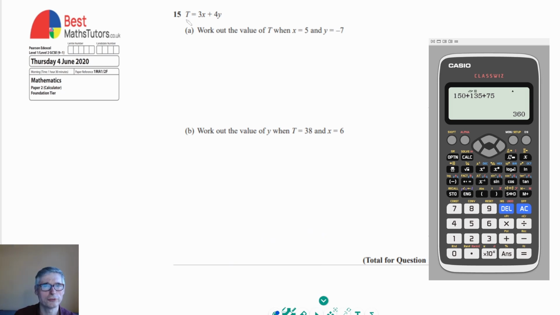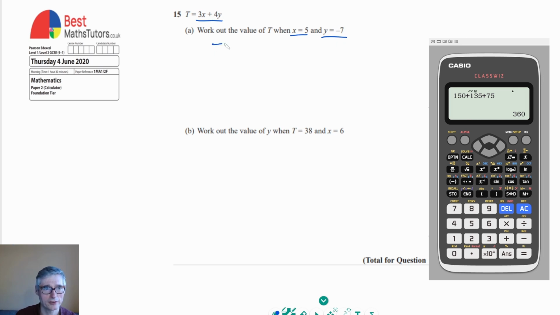So I can see that I've got a formula for t, and it says that t is equal to 3x plus 4y, and the first thing we've got to do is work out the value of t when x is 5 and y is minus 7. So what I'm going to do is replace the x anywhere I see it in the formula by 5, and I'm going to replace the y by minus 7.